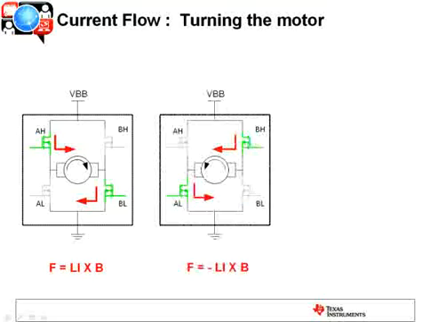Now, if you turn on the opposite high and low side FETs, the current will flow in the opposite direction. Therefore, it's a negative current. The force will be opposite, and the motor is going to spin in the opposite direction.